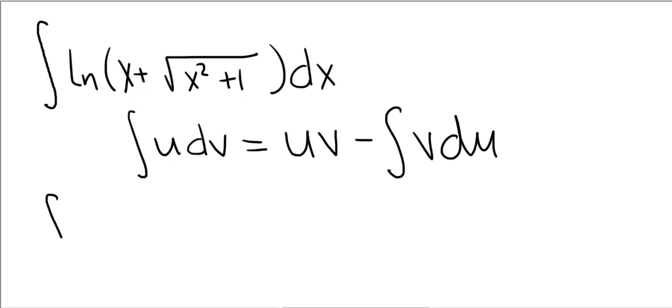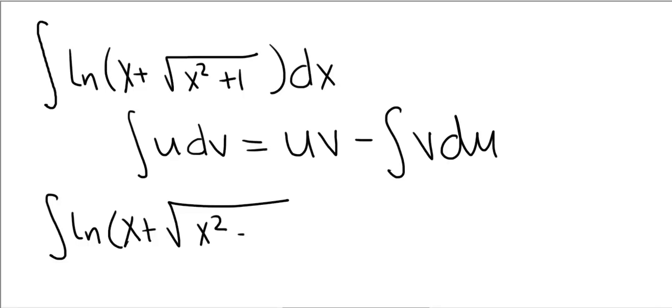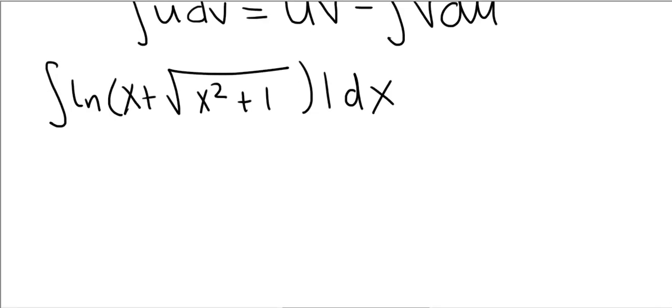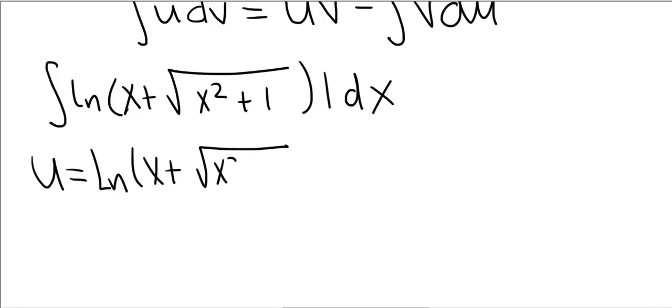So we'll rewrite our integral as the integral of natural log of x plus the square root of x squared plus 1 times 1 dx. We have to select a u and a dv. So clearly in this problem u has to be natural log of x plus square root of x squared plus 1, and dv must be 1 dx.